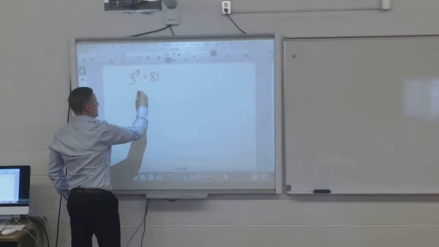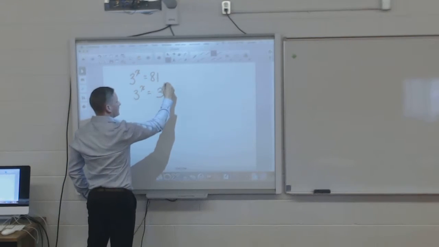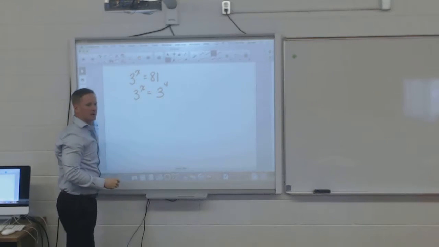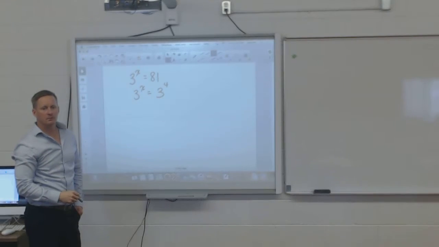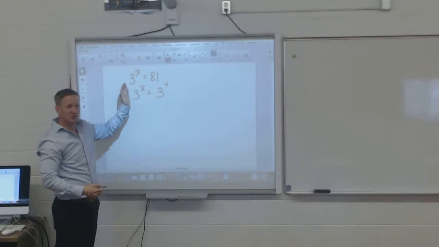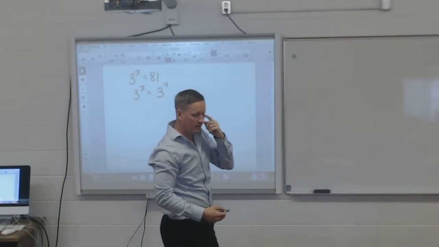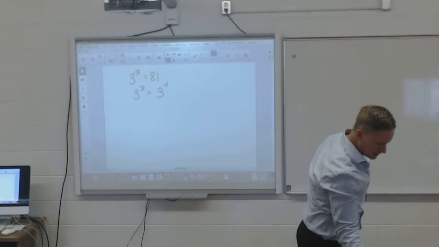So what can 81 be written as? 3 to the power of 4. So therefore, what does x equal? 4. Right? If the bases are the same, and both sides are equal, then what does that mean about the exponents? They have to be the same. Correct? Okay, so let's look at the next couple here.